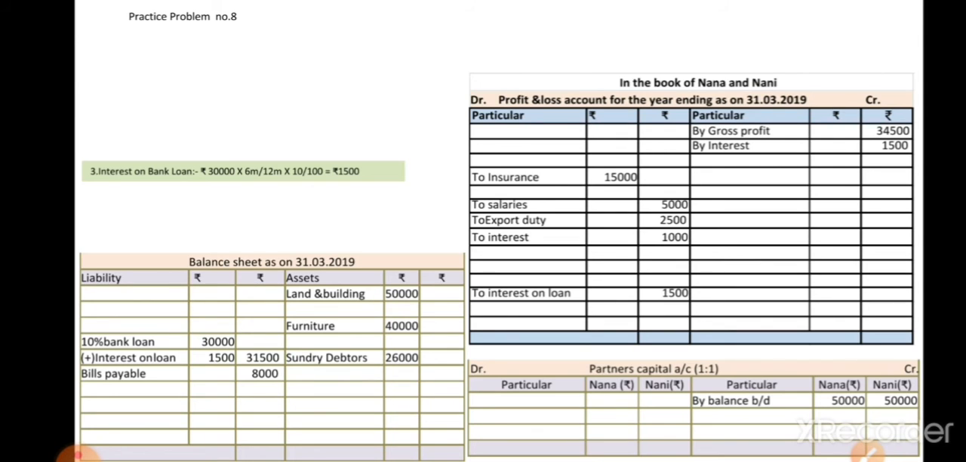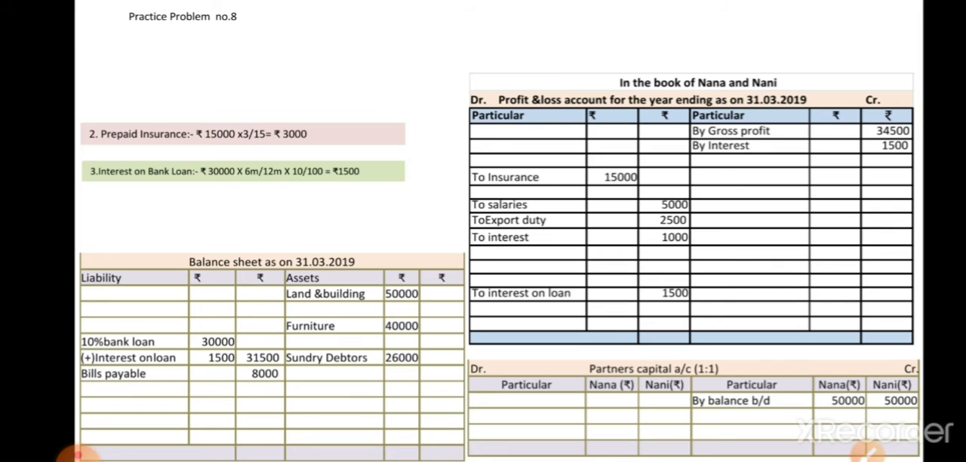So here we do not prepare the trading account, only the profit and loss account. We show the effect in the profit and loss account credit side as by gross profit, amount 34,500. The second adjustment is insurance paid for 15 months with effect from 1st April 2018. It means we paid 15 months of insurance here. The total year has 12 months, so 3 months of insurance premium is prepaid.